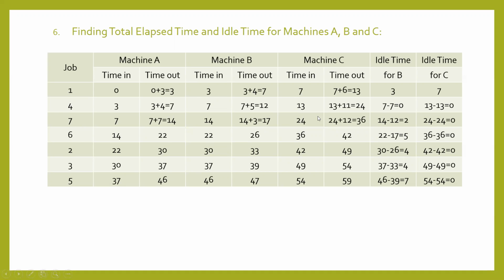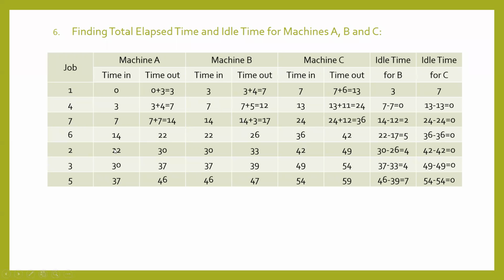But you can see machine C is still busy because it is going to get free at 24 hours. So it is not sitting idle, sorry. Job number 7 is over on machine B, but it cannot be processed on machine C because it is already busy. As soon as C is free, 24 will come here because 24 is greater than 17. So it will start at 24. 24 minus 24 gives you 0. That is the idle time for machine C.